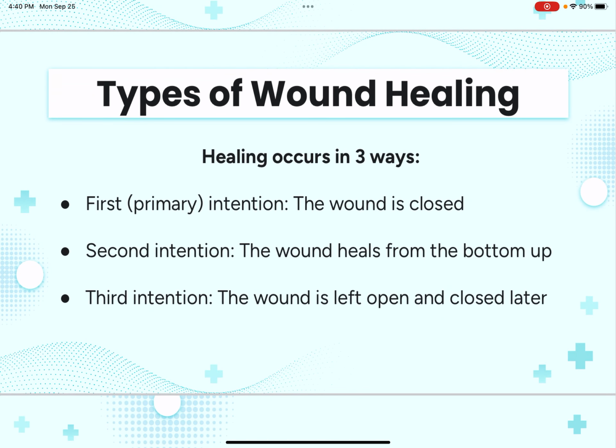Wound healing occurs in 3 ways. First, or primary intention, is when the wound is closed. Second intention is when the wound heals from the bottom up. Third intention is when the wound is left open and closed later.